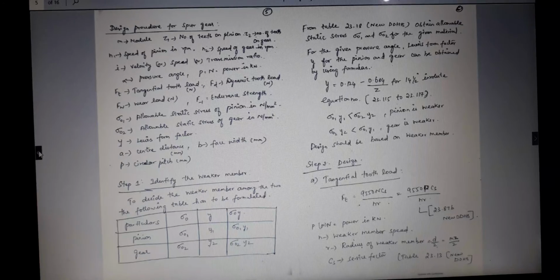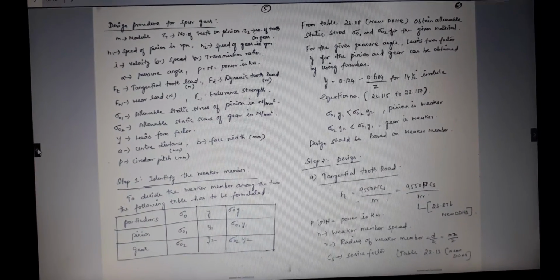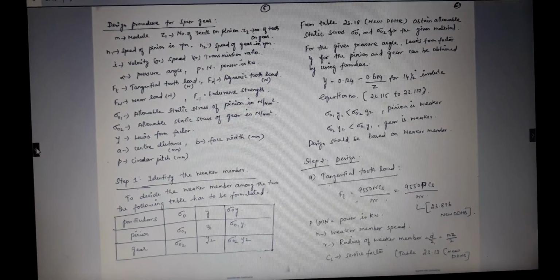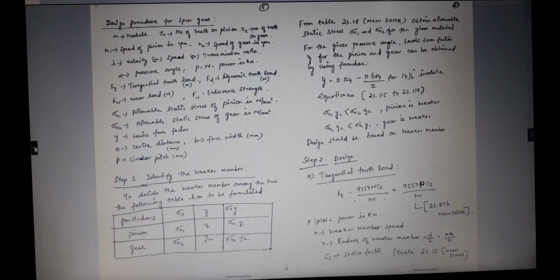If the gear is weaker, you have to design based on the gear. This is the first step. Step 1 is identify the weaker member. Now, after identifying the weaker member, we move on to the design.